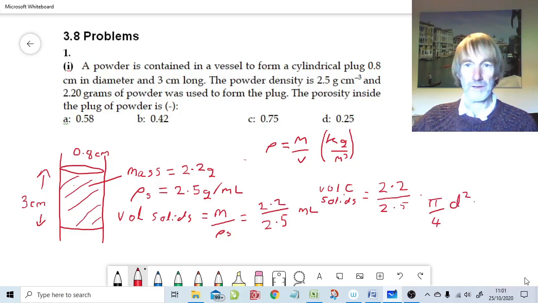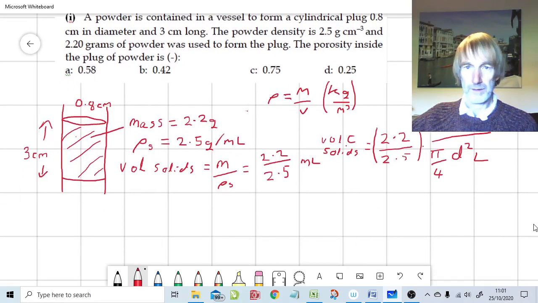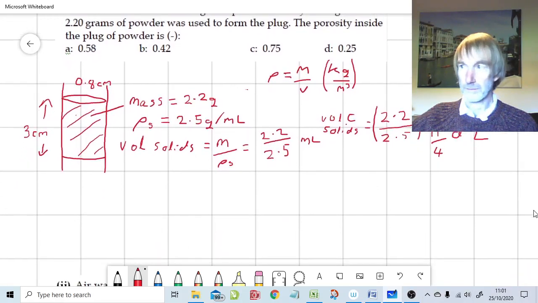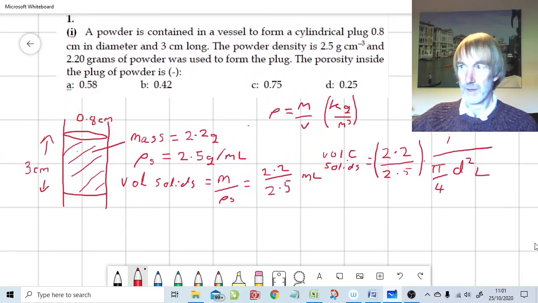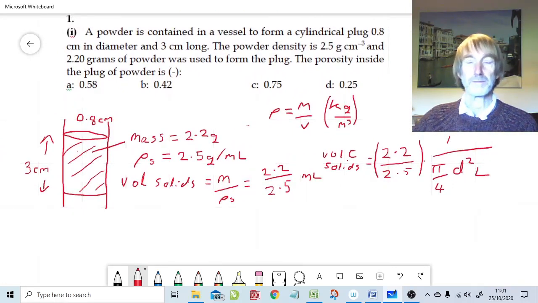And to get the volume, we need the length. So we're pretty much getting to what we need now. And of course that's dividing the volume of solids, which is what we have here, by the volume of the bed. Right, might need a little bit more space, so let's draw that up a little bit. Keeping it visible, that'll do nicely.